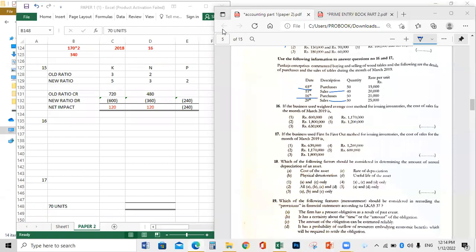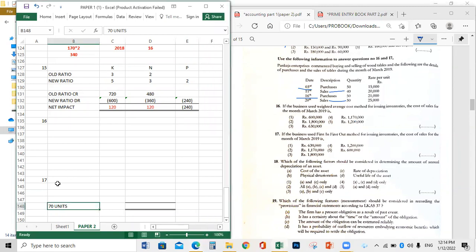Which is the purchase you will take? Is it the 3rd or 16th March? 3rd, right? Because first in, first out. You will take the goods which were sold on 3rd March. Okay, so you have sold 50 units on 3rd March.